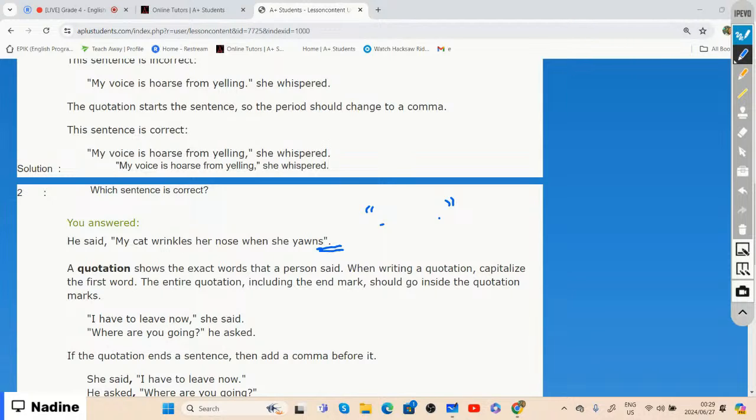No, don't be sad. Let's look at the next one and try to figure it out. It says, he said, "My cat wrinkles her nose when she yawns." And then we close the quotation mark and then our period is outside. Should the period be outside or should the period be inside of the quotation mark?